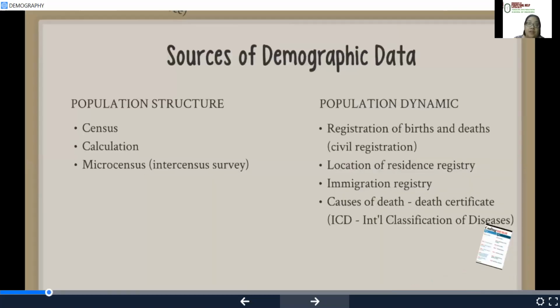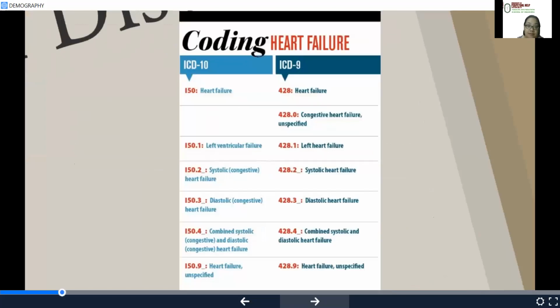So there are different sources of demographic data. Population structure could be census, calculation, microcensus. Population dynamics sources could be your registration of birth and deaths, registry, immigration registry, and causes of death. So, for example, this is coding for heart failure according to the ICD-10.